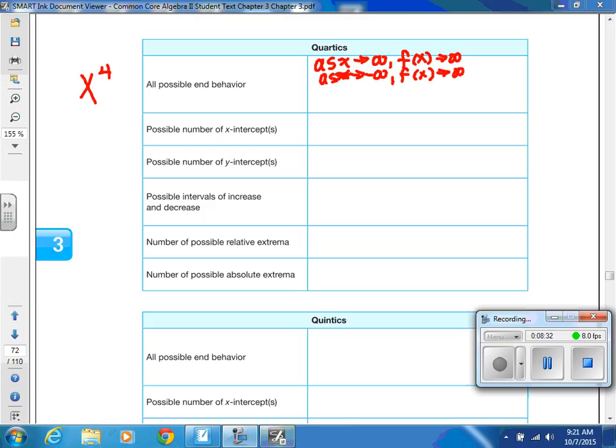That's for one that goes up and up. The other way, as x approaches infinity, f of x approaches negative infinity. As x approaches negative infinity, f of x approaches negative infinity. Okay? Possible number of x-intercepts. It could have 4. It could cross 4 times, 3 times, 2 times, 1 time, no time. Possible number of y-intercepts. 1.